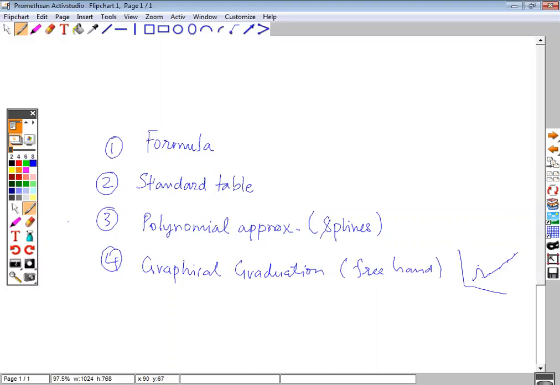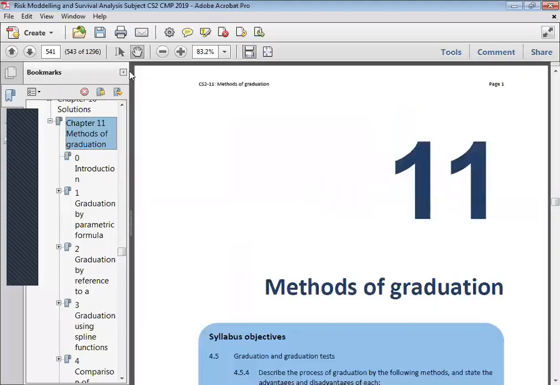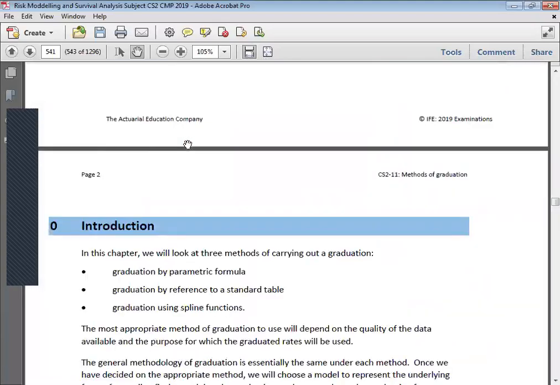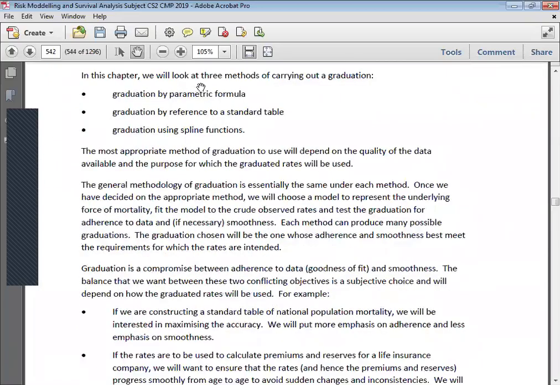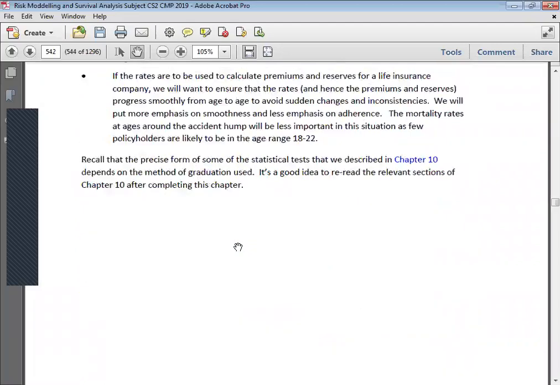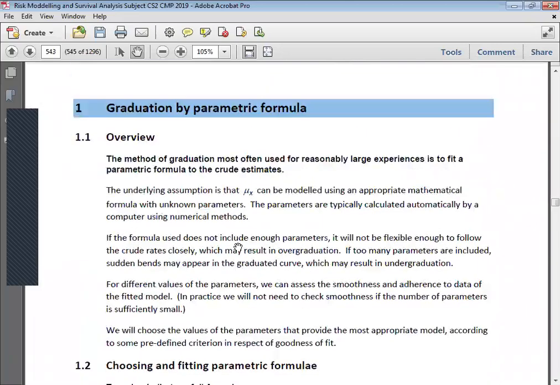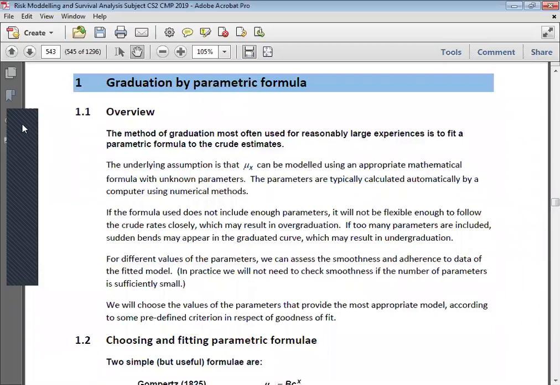All right. So now let us see how we proceed. We are going to discuss three methods. Very first we would like to discuss how we graduate the mortality rates using a parametric formula.